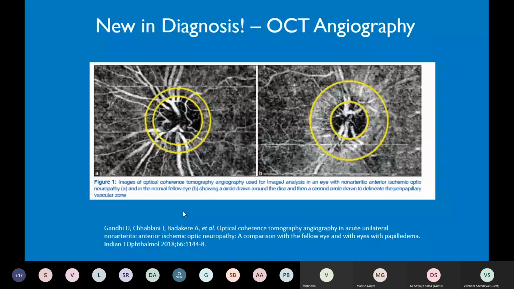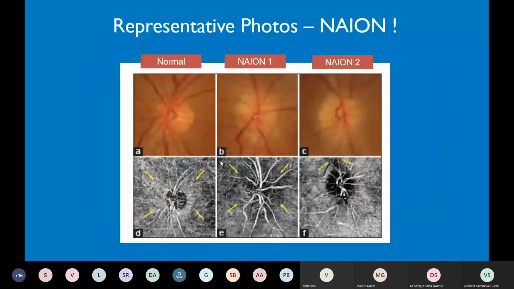For example, we can do the OCT angiography. This is an article published from LVPEI Institute, where you can see how the perfusion appears in a normal eye, whereas in a patient with papilledema we can see that there is reduction in perfusion. This article showed specific changes which might be seen in a patient with NAION.